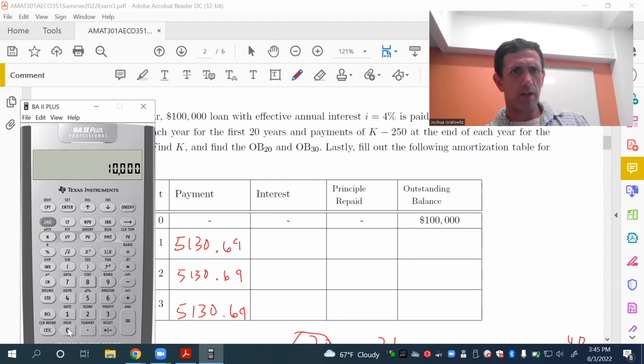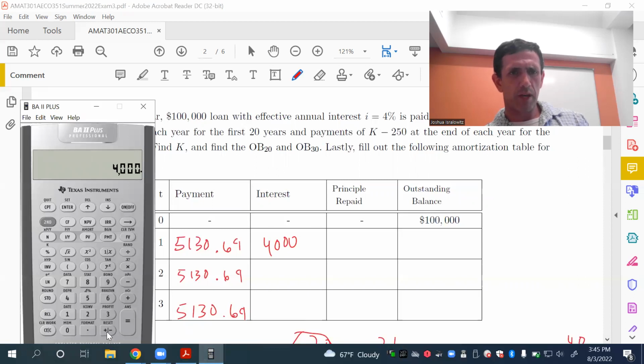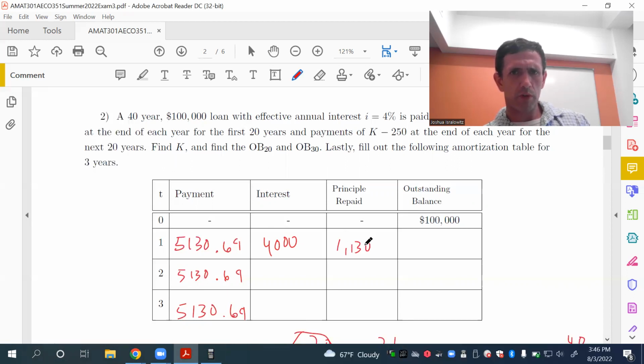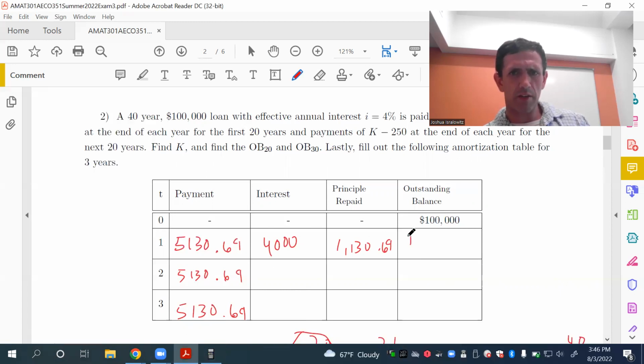All right, so we have $100,000, 4% interest for this loan. So interest is 4,000. Take your payment, subtract the interest, take this negative plus recall 1. So 1130.69. Take minus that plus $100,000, 98,869.31. I'll save this in the 2 spot. Make this much quicker.